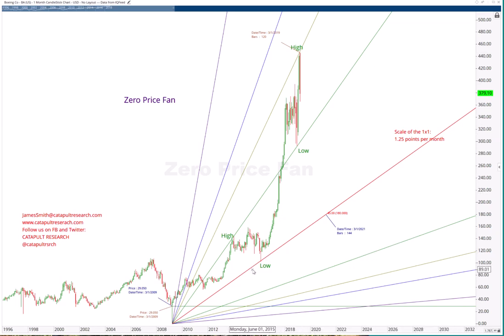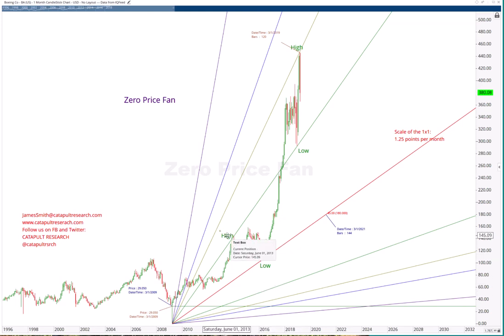And let's take a close-up look at the zero price fan. You can see the 2 by 1, which is twice the slope. Instead of moving up 1.25 points per month, we're moving up 2.5 points. So 2 by 1, twice the slope. And so on, 3 by 1, 4 by 1, etc., 8 by 1. You have these different Gann lines. And you could also do 1 by 2. In other words, instead of 1.25 points per month, it's 0.625 points per month. So the slope is half of the 1 by 1. Hence, we call it the 1 by 2.